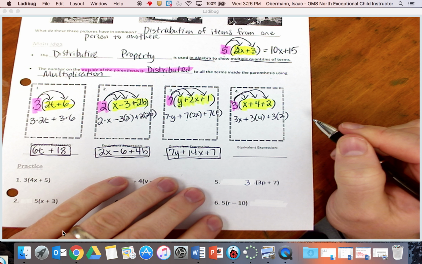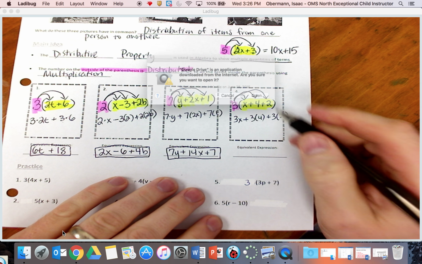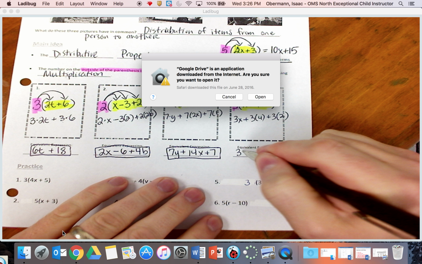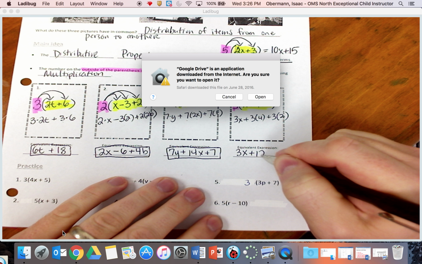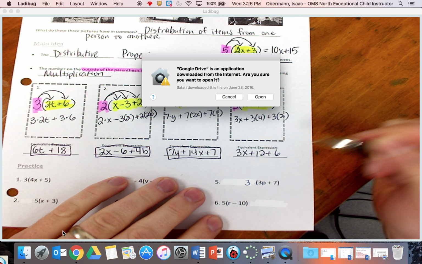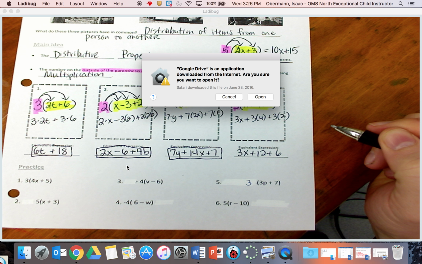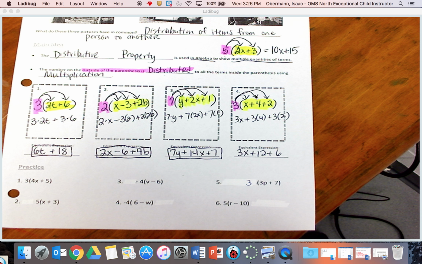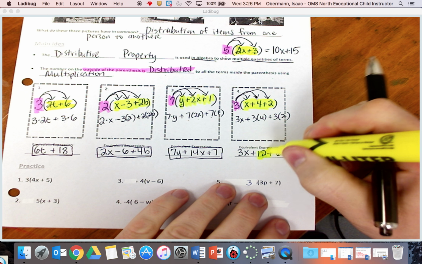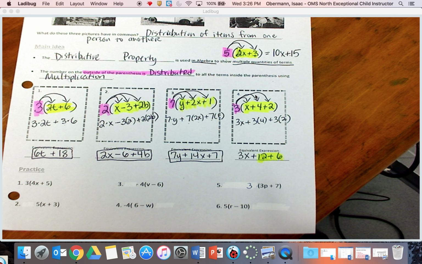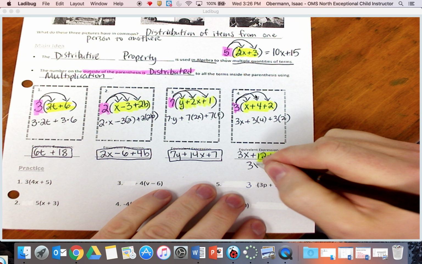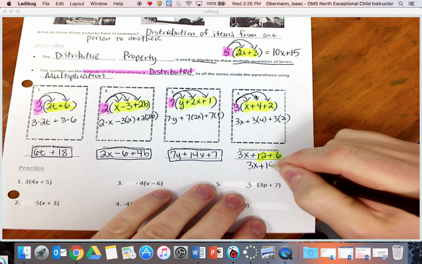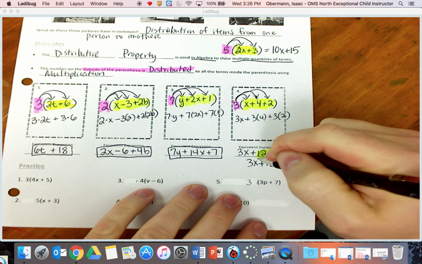Okay? When I look at that now, I can put these things together. So I'm going to have 3x plus 12 plus 6. And I can then combine the terms that are alike. You can see here I have the 12 and the 6 that are alike. So I can rewrite that as 3x plus 18. And there's my final answer.